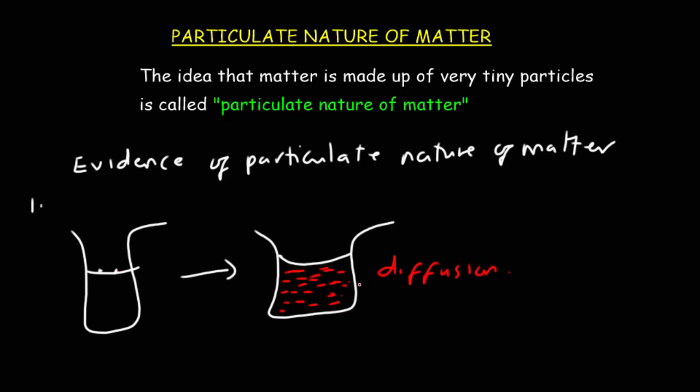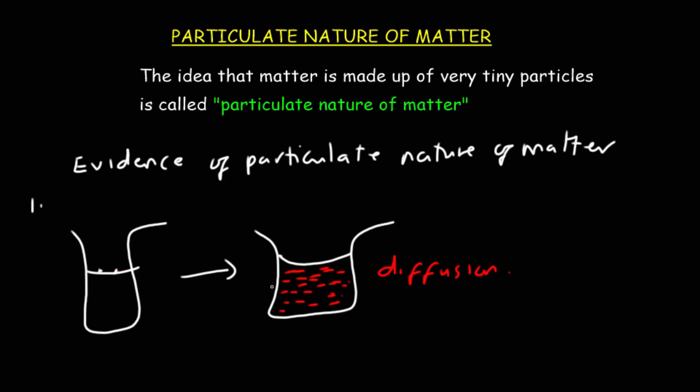We call it diffusion. So over here we can see that the dye diffused through the water. All right. That is, was able to spread evenly throughout the water. So that's the first evidence of the particulate nature of matter.